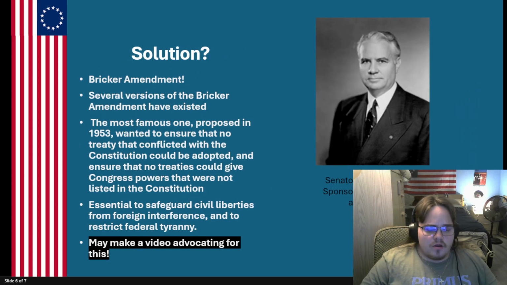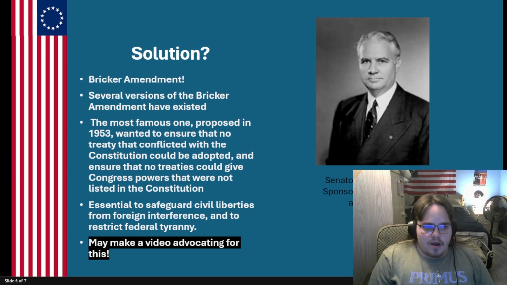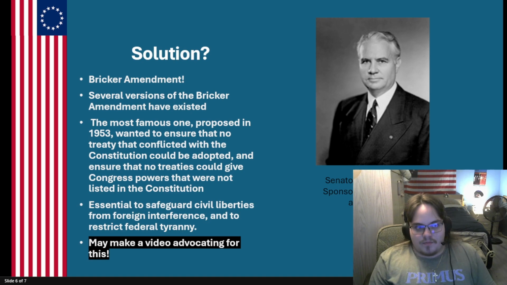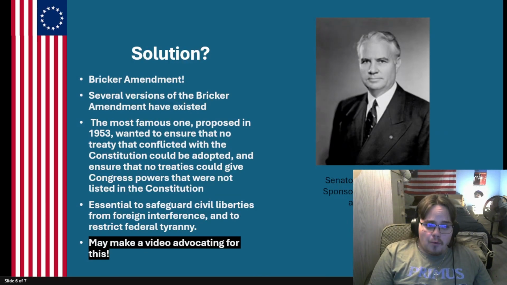So, to continue, what's the solution to this problem? Well, something called a Bricker Amendment has been proposed in the past, and that's actually named for Senator John W. Bricker, who was the sponsor of this proposed amendment. Several versions of it have existed, but the most famous one, proposed in 1953, only fell one vote short, I'm pretty sure. That version wanted to ensure that no treaty that conflicted with the Constitution could ever be adopted, and that no treaties could give Congress powers that were not listed in the Constitution.